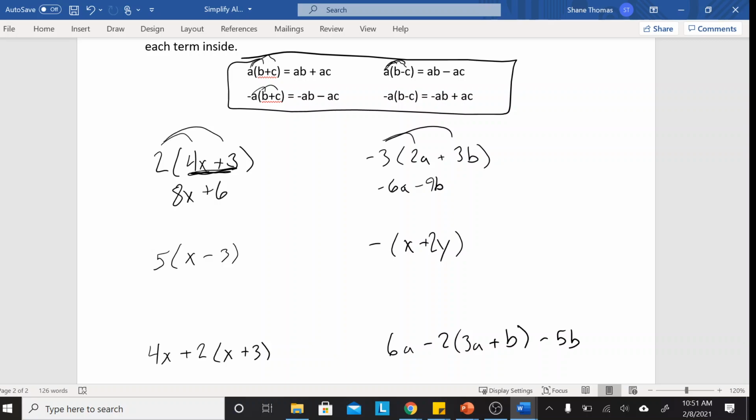Next two, pretty straightforward. I cannot combine inside, so I have to multiply through my 5. 5 times x is 5x. 5 times negative 3, negative 15.